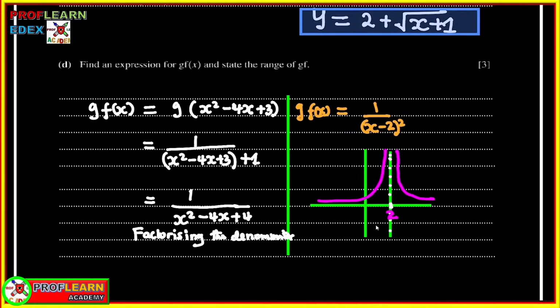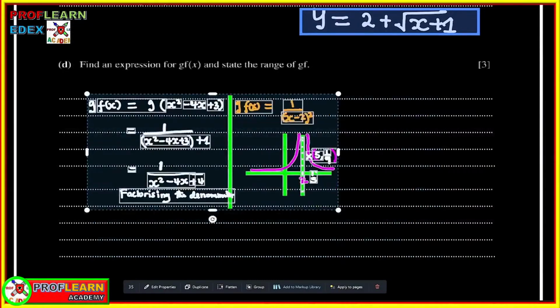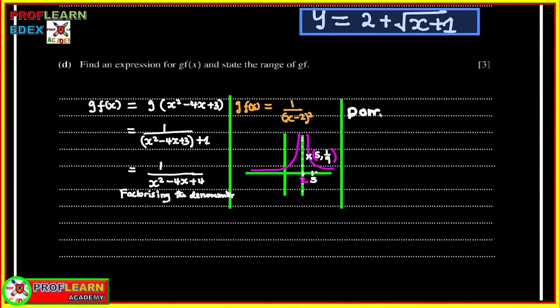Because we were supposed to state the range of f of x, but remember we were given the value of c being equal to 5. So if you substitute 5 here, we are going to get the corresponding value of y. Which means that the range of f of x is going to be within 0 and 1 over 9.